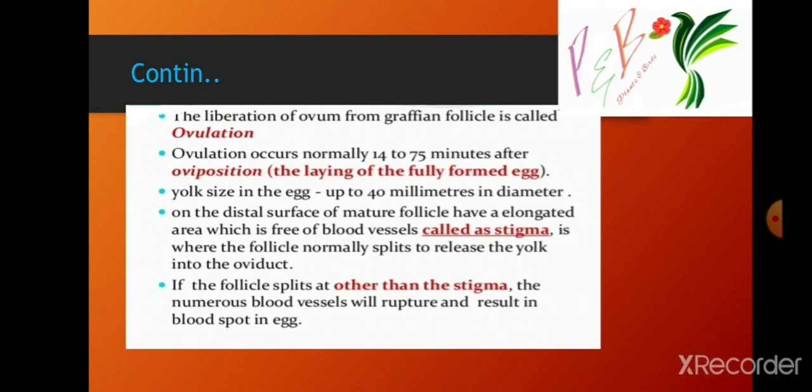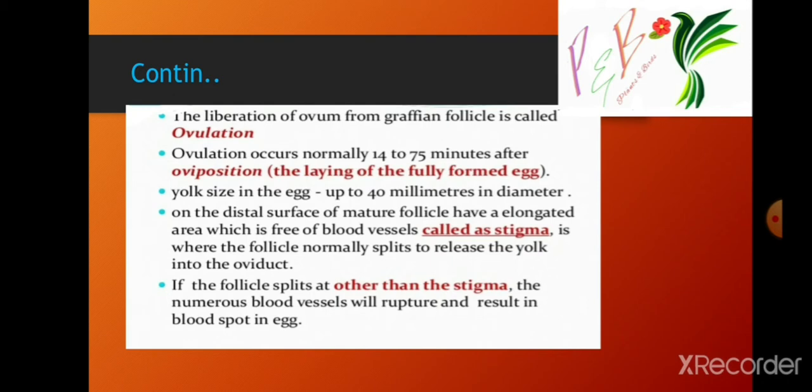Okay, this is very, very important to note. On the distal surface of the mature follicle there is an elongated area which is free of blood vessels. Blood vessels will not be present. That is called the stigma, where the follicle normally splits to release the yolk into the oviduct.